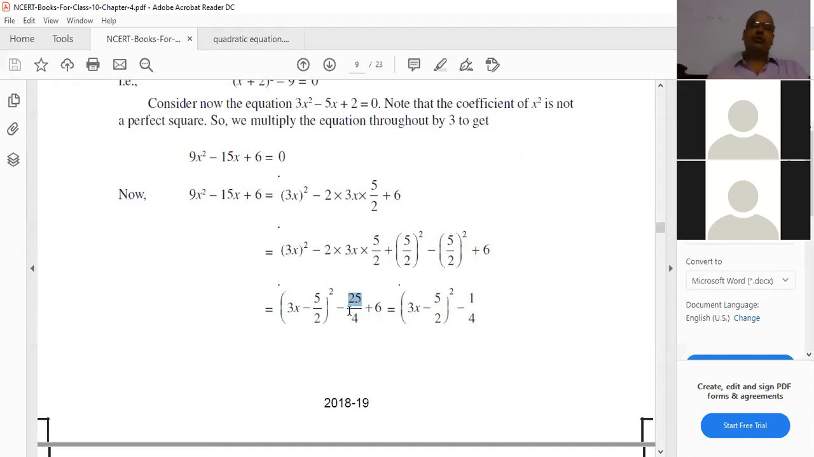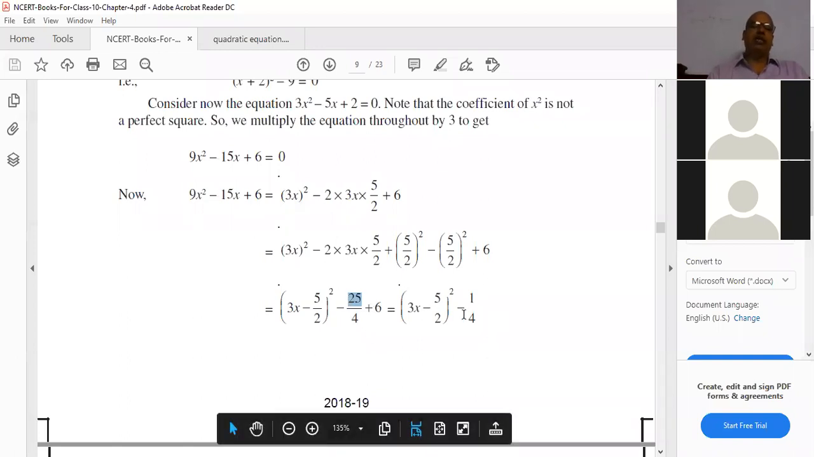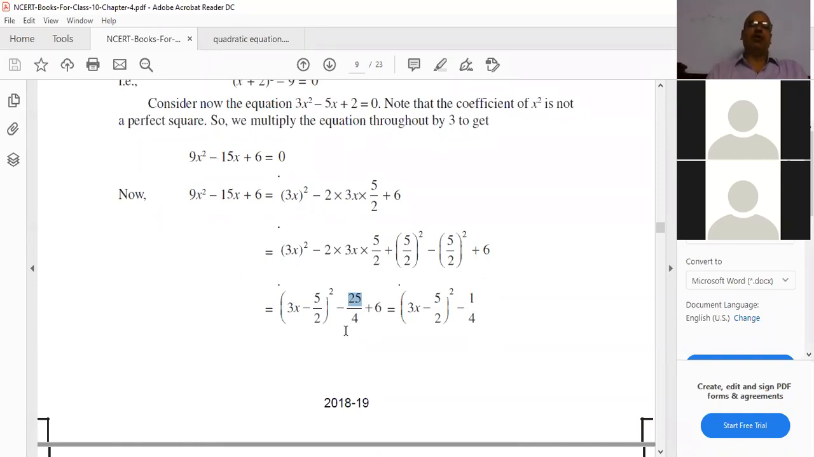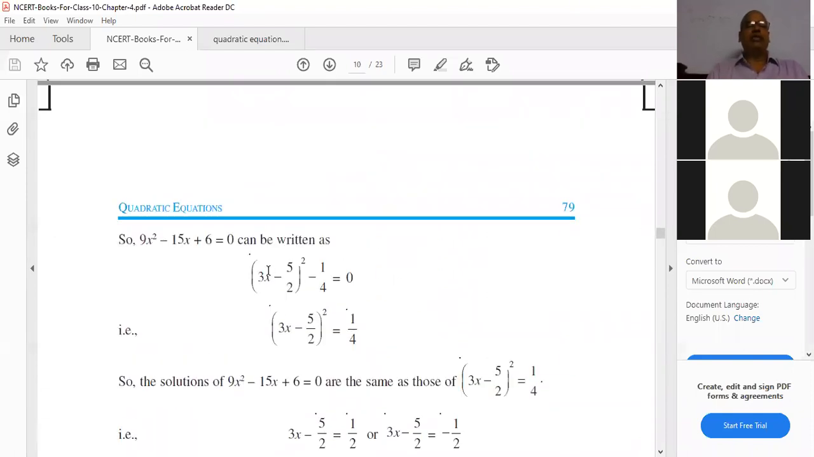You transpose to RHS, but he simplified. These two are simplified, Amma. LCM 4: minus 25, 4 sixes are 24. Minus 25 plus 24 means minus 1/4. Still not transposed, he simplified. Minus 25/4 plus 6, LCM 4, 4 sixes are 24, minus 25 plus 24 means minus 1/4. And next step, he transposed to RHS.